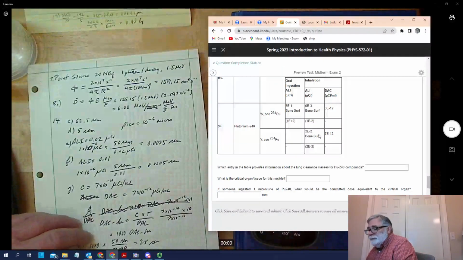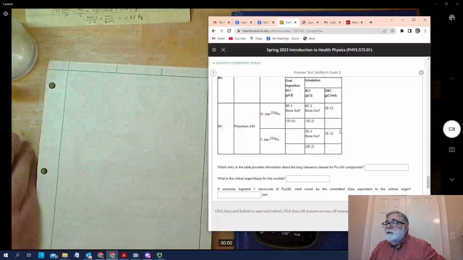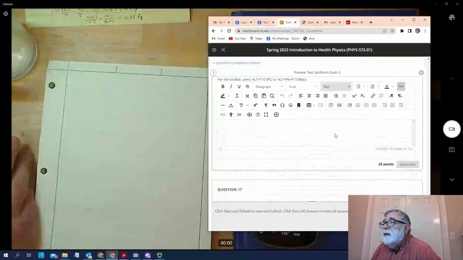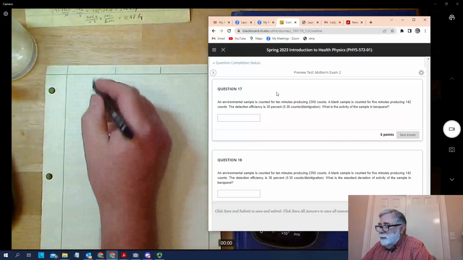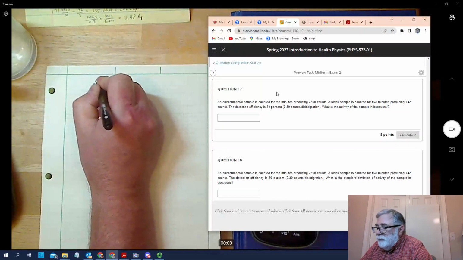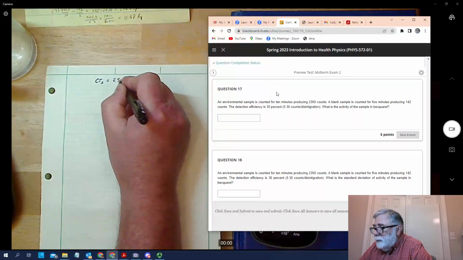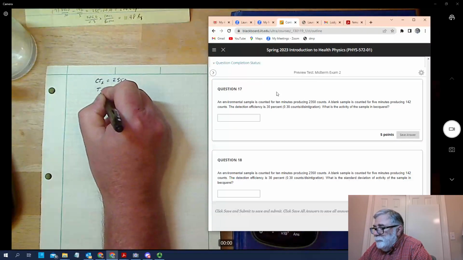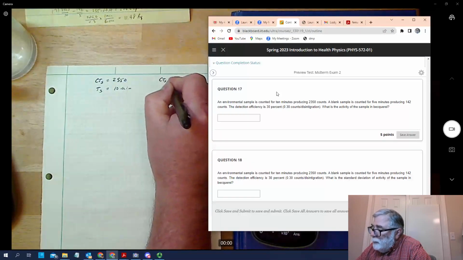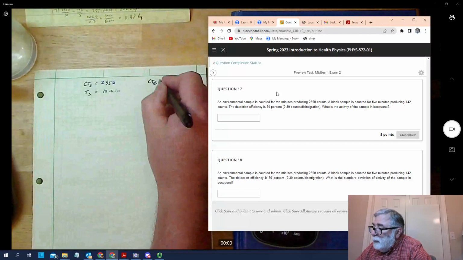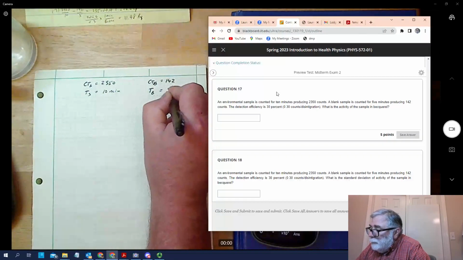Okay, so now I have to scroll on down. What's the next question with calculations required? That's a long answer. 17, environmental sample. The sample counts: you get 2350. Sample time is equal to 10 minutes. The background counts is 142, and the background time is equal to 5 minutes.